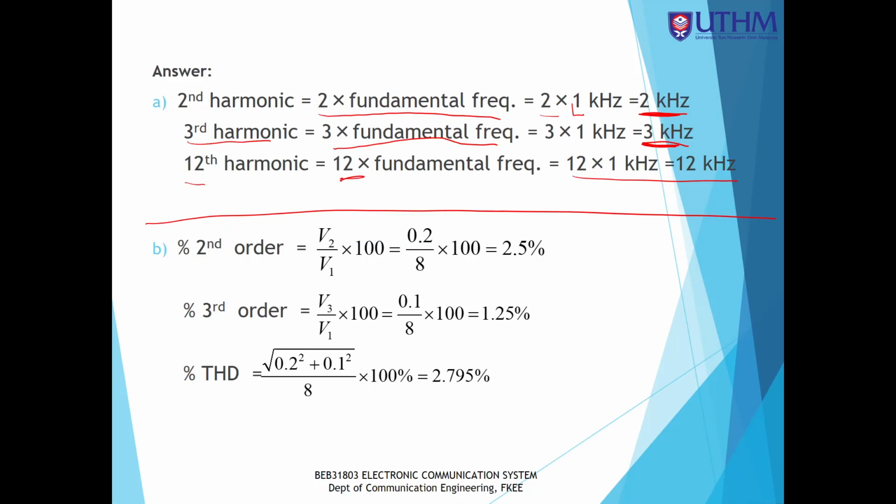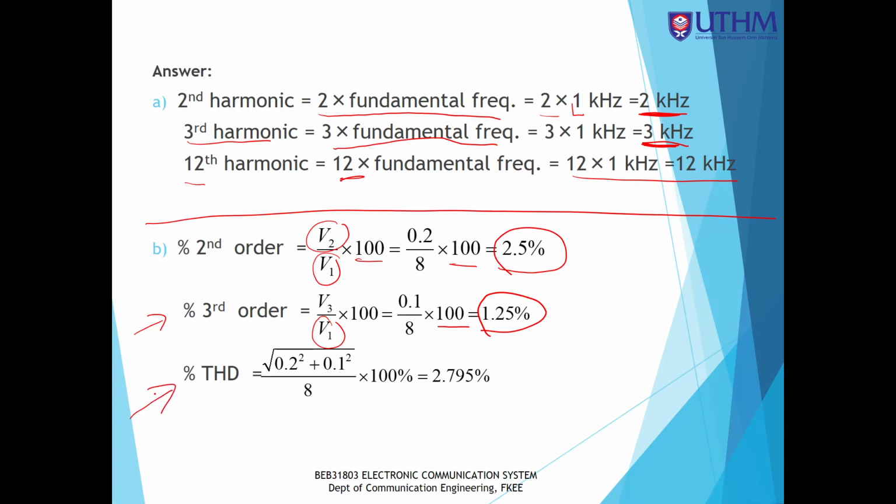So how much is the second order harmonic distortion? It is V2 divided by V fundamental, multiplied by 100%. So 0.2 divided by 8 multiplied by 100. So we get 2.5%. How much is the harmonic distortion for the third order? V3 divided by V fundamental, V1, multiplied by 100%, so we get 0.1 divided by 8, multiplied by 100, so we get 1.25%.